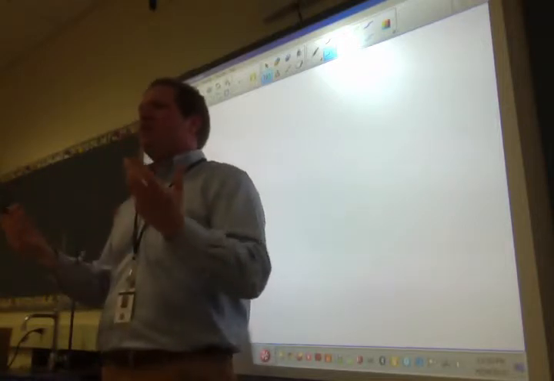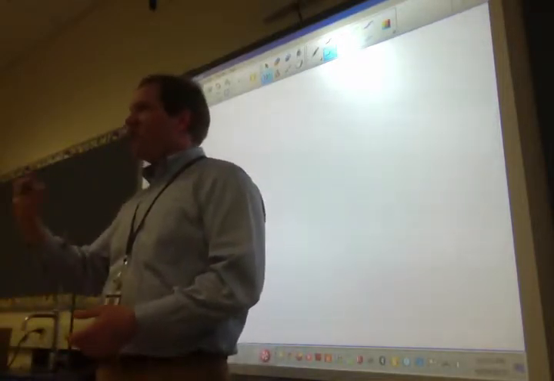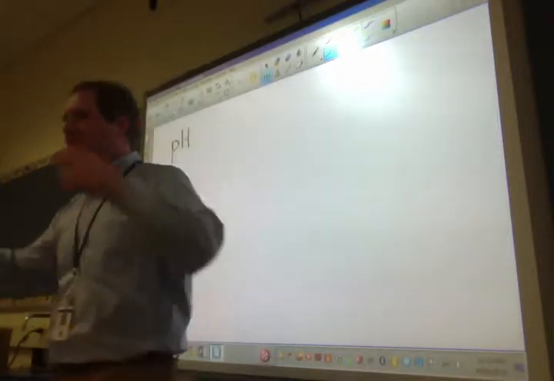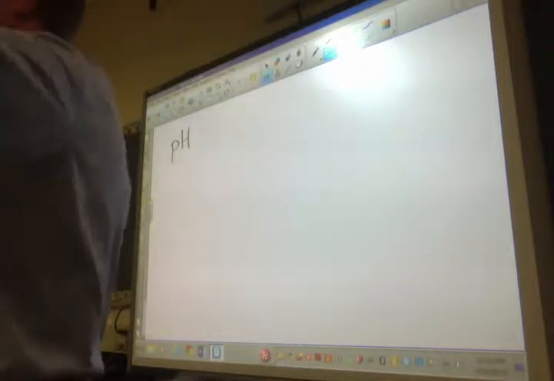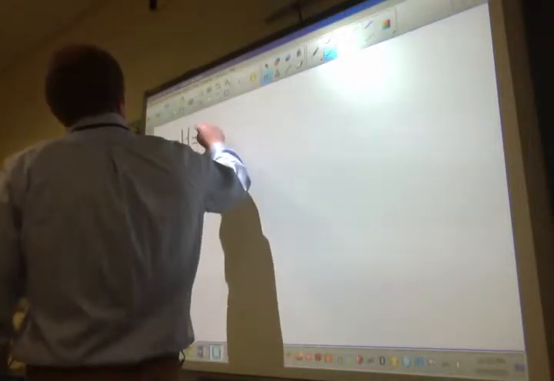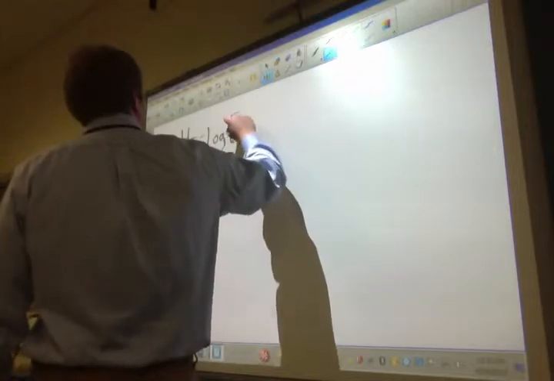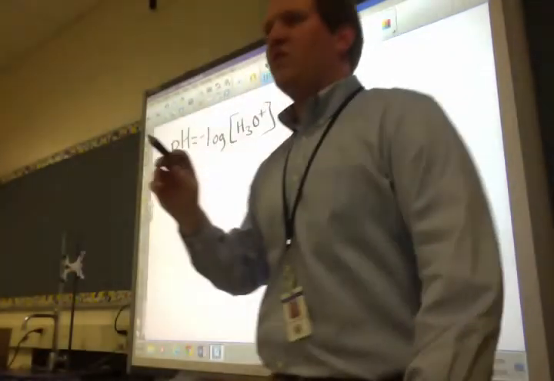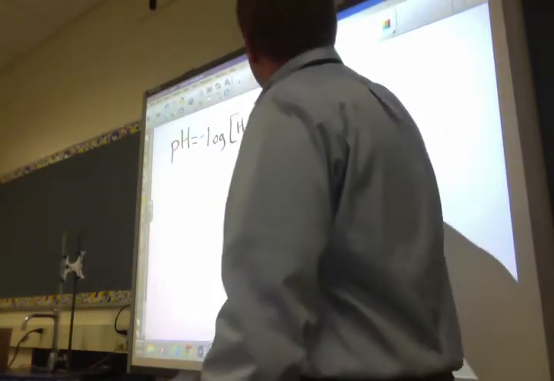pH. What do we think of when I say pH? The scale. The strength of the acid. Yeah, acids. Are acids low or high pH? Acids are low pH. Here's what pH actually means: the negative log of the hydronium ion concentration. This bracket here means concentration. That's a chemistry symbol that we use.